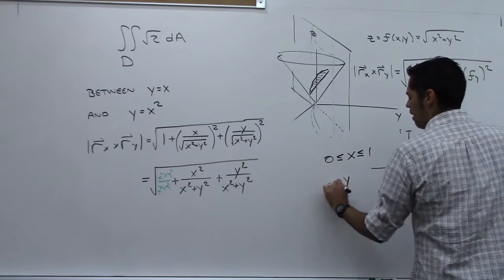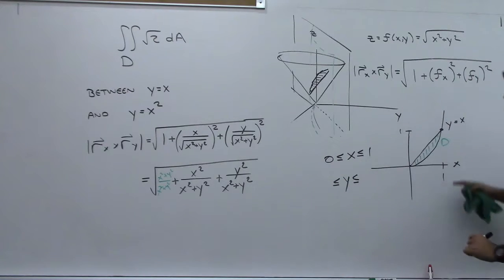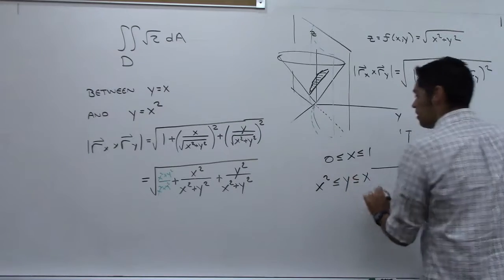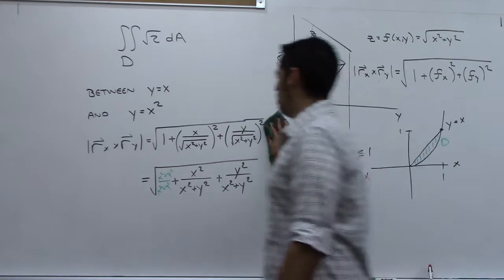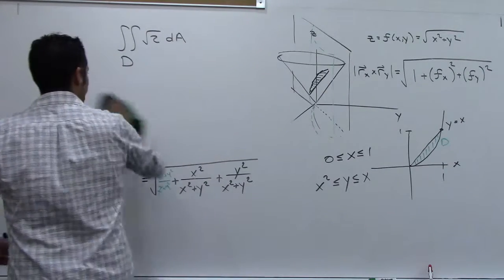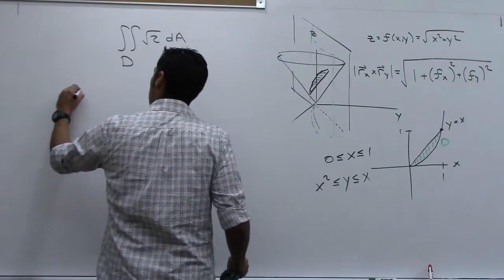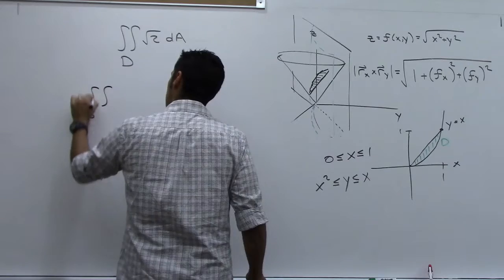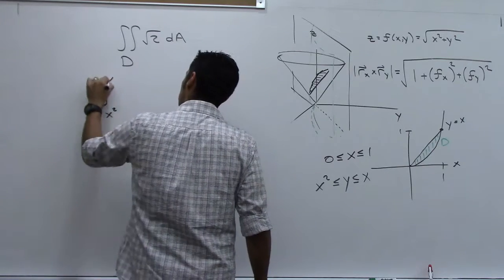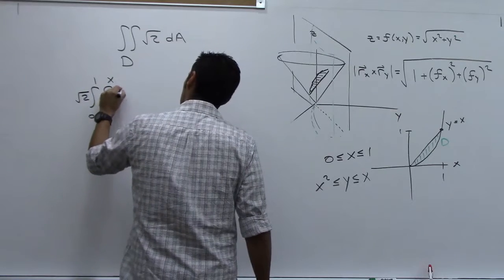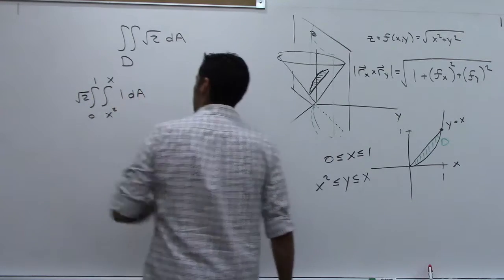And then the y value is bounded between, let's see, the bottom is x squared and the top is x. So we're ready. So we've got the double integral from 0 to 1, x squared to x, of root 2 times 1 dA, like that.